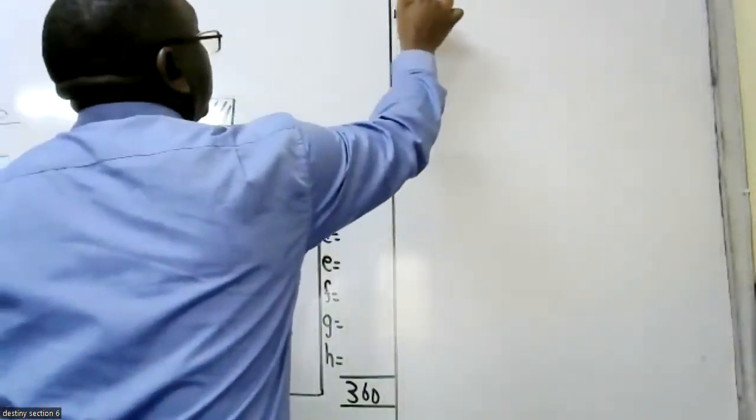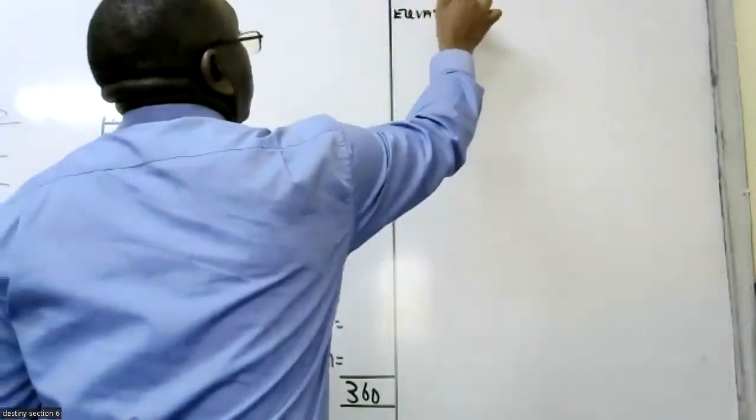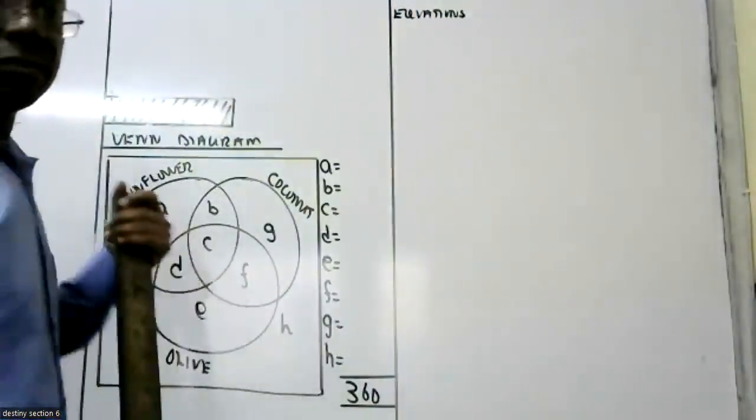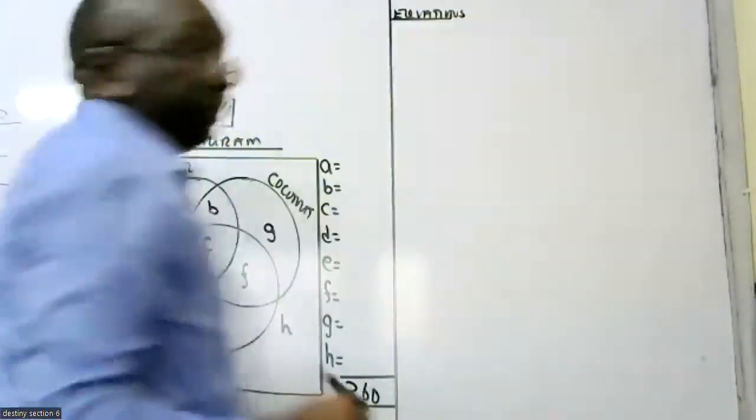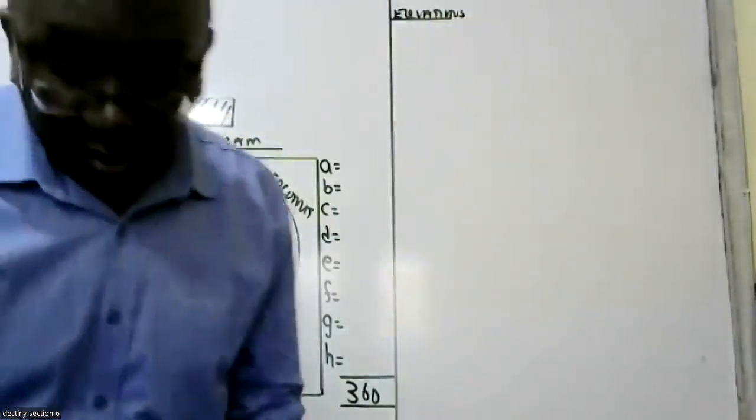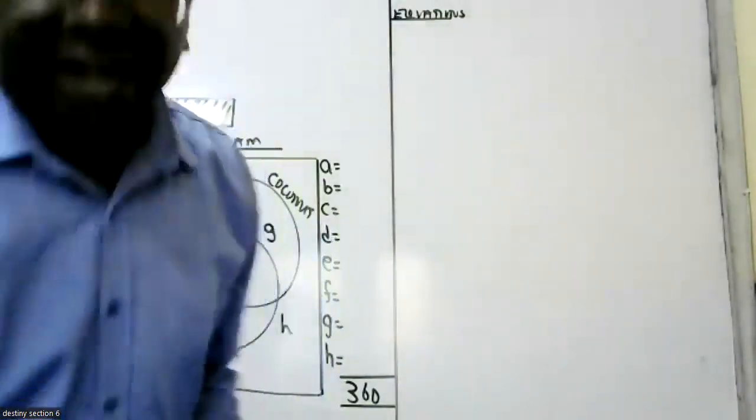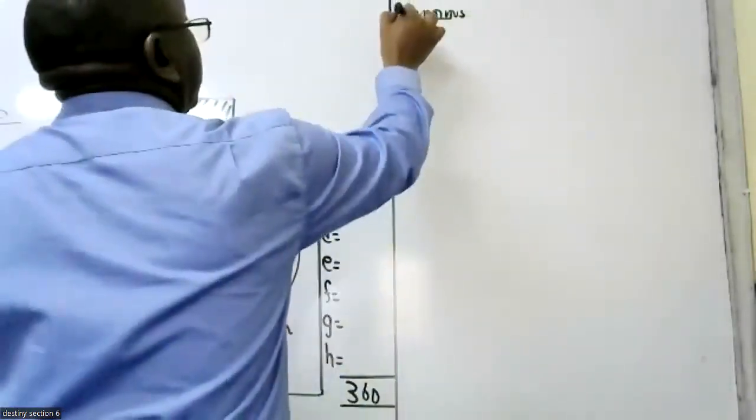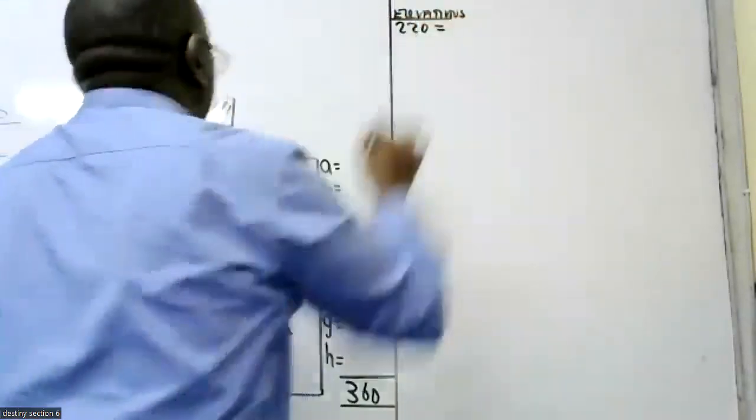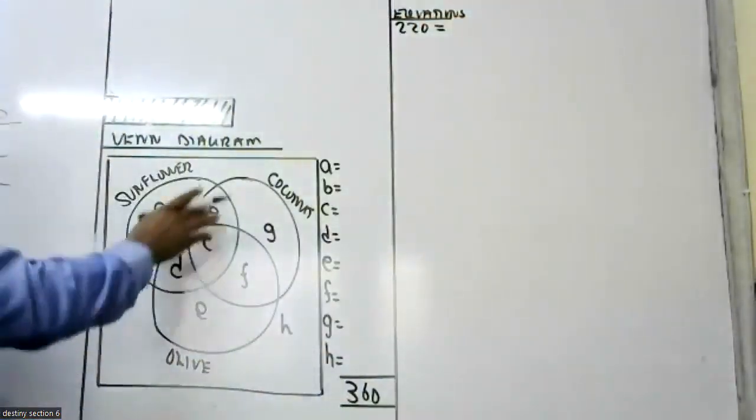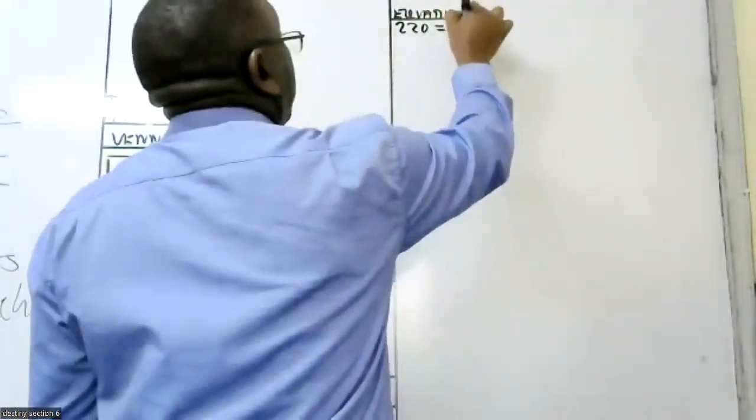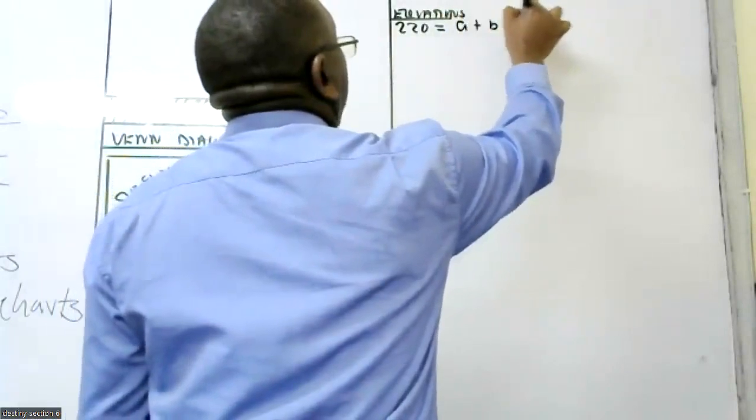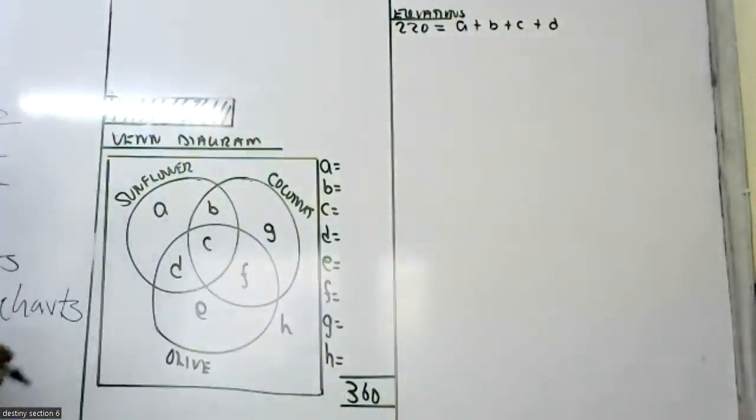So the equations are, we are told 220 preferred sunflower. So 220 is for all of it inside. That is A plus B plus C plus D. That is 220.